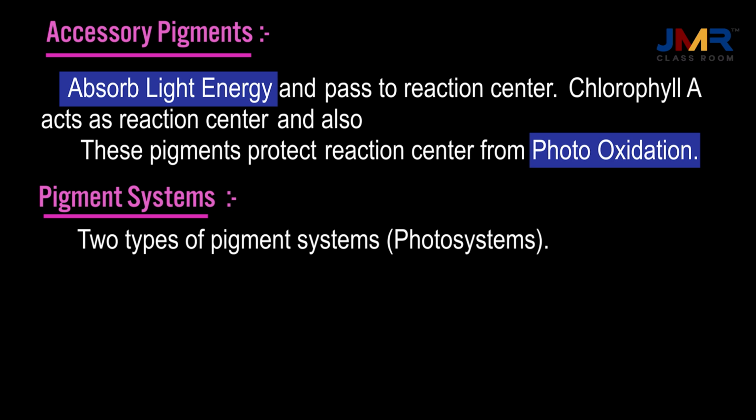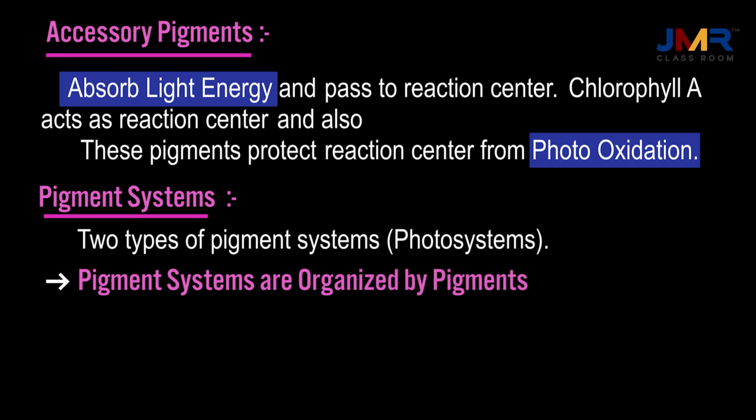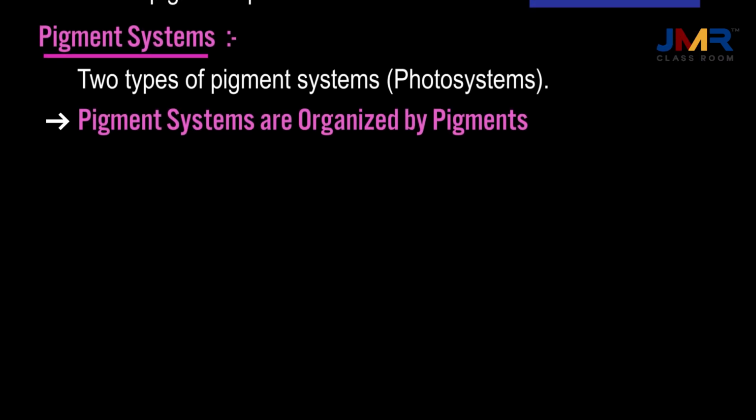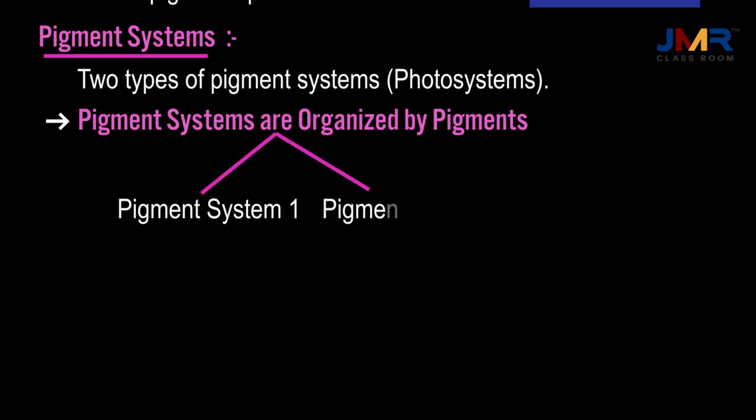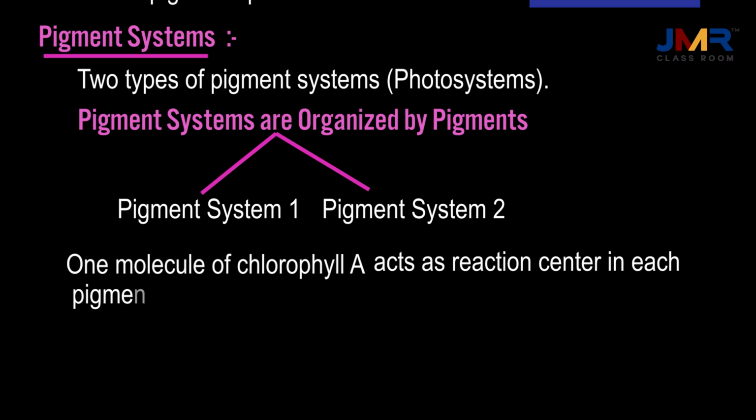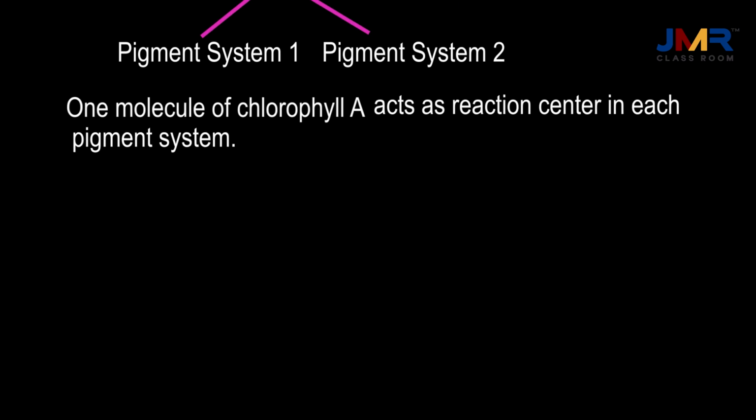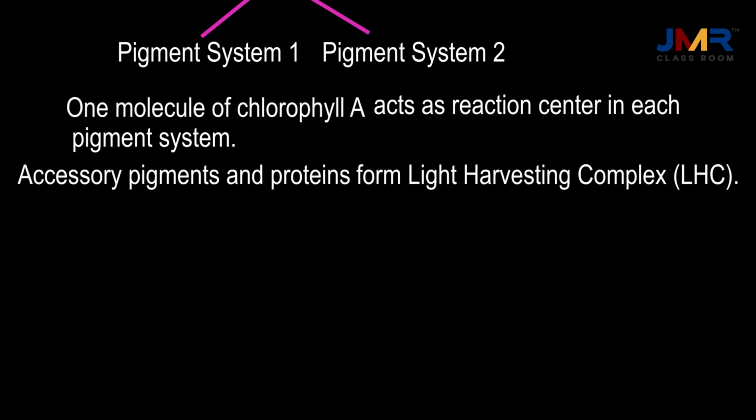These two types of pigment systems are actually organized by pigments. Here, two types: pigment system 1 and pigment system 2, photosystem 1 and photosystem 2. One molecule of chlorophyll A acts as the reaction center in each pigment system. Accessory pigments and proteins form the light harvesting complex.